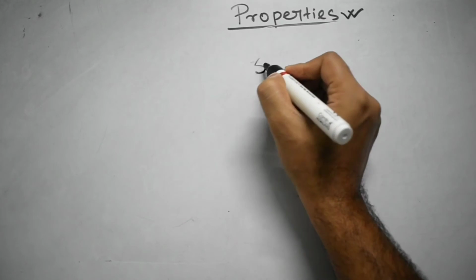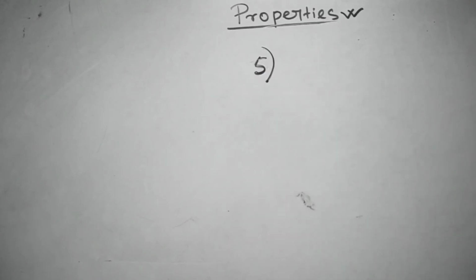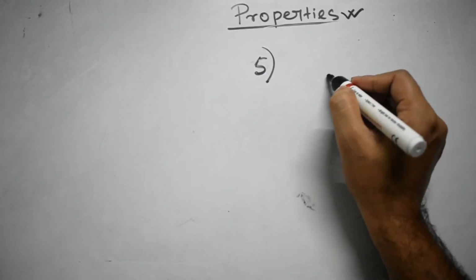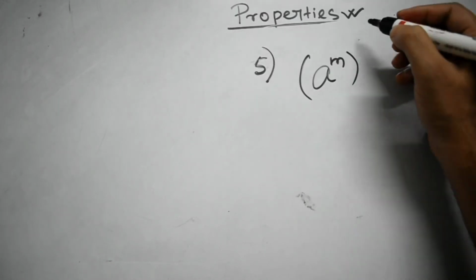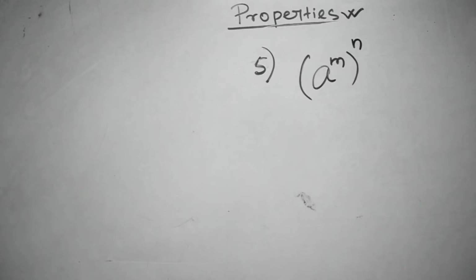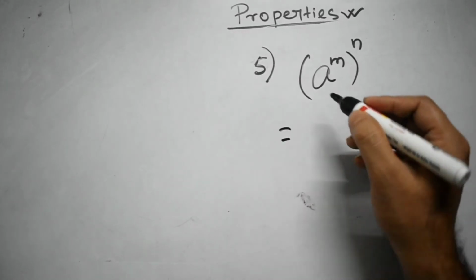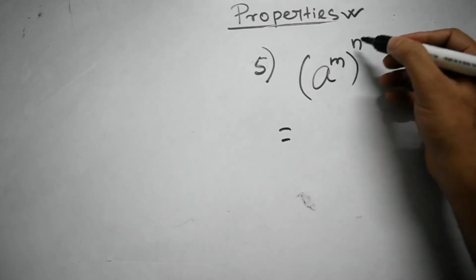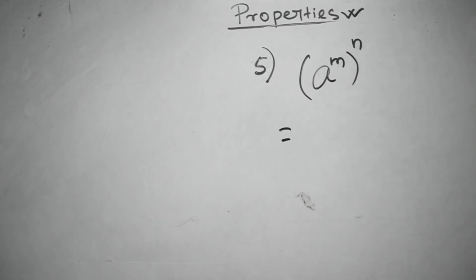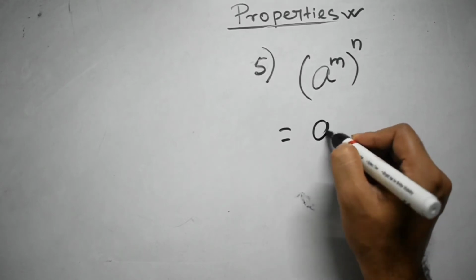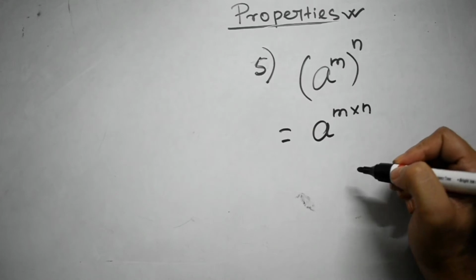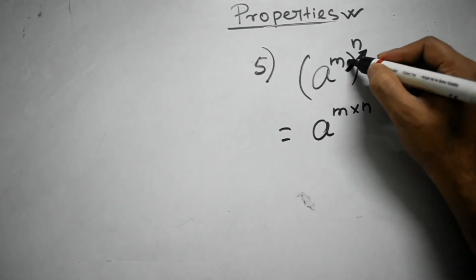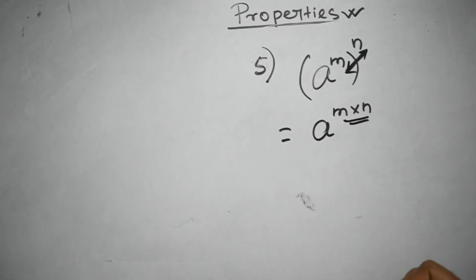Let's talk about the fifth one. Suppose we have a to the power m within bracket to the power n, then what should we do? Here we have two powers, one over another, so we're going to write a to the power m into n. When you have this kind of situation, the powers are going to be multiplied.